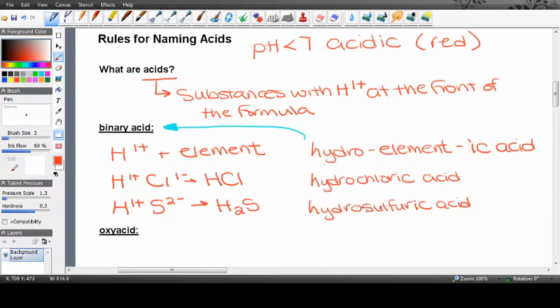Okay, so when you have binary acids, hydro-element-ic acid, we did not use prefixes because remember, we're balancing charge. And so if we're balancing charge, we don't have to worry about prefixes.